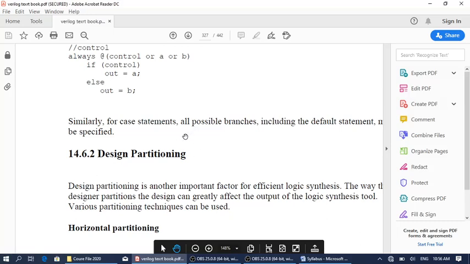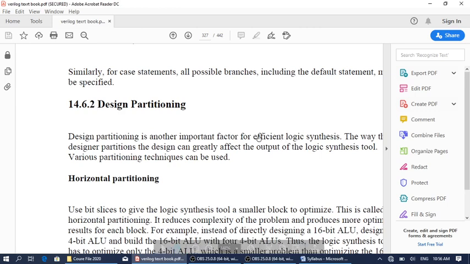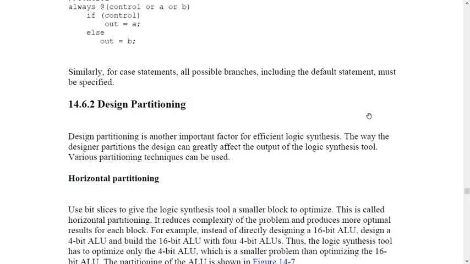Now let us discuss the design partitioning. So basically partitioning, we have heard it's dividing. I can divide the design. So when you start working in real time, the whole project is not possible to handle by one person alone or a single team.